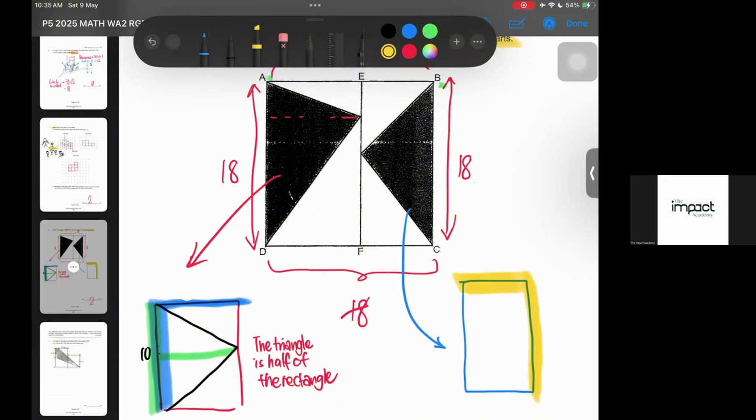Right, but when it comes to the triangle, you realize that this triangle, as you can see over here, how do I find the area of the triangle? I will simply do what? Very good. This times this also, right? True.